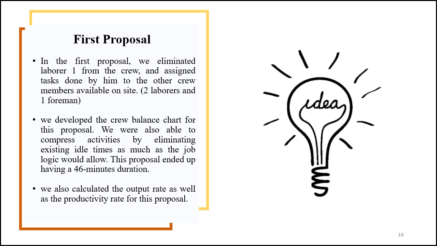Moving forward to our first proposal. In our first proposal, we eliminated laborer number 1 from the crew and assigned tasks done by him to other crew members available, which are the 2 other laborers and the foreman. As is obvious, we couldn't assign his tasks to the equipment operator. Then we created the crew balance chart for this proposal. We were also able to compress activities by eliminating their idle times as much as the job logic would allow. This proposal ended up having a 46 minutes duration. We also calculated the output rate as well as the productivity rate for this proposal.